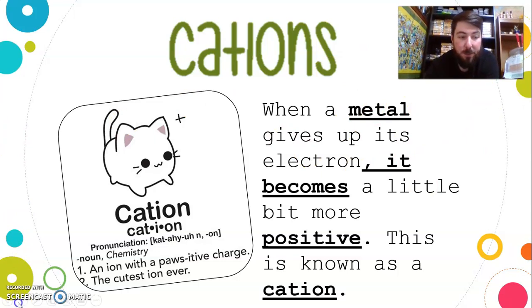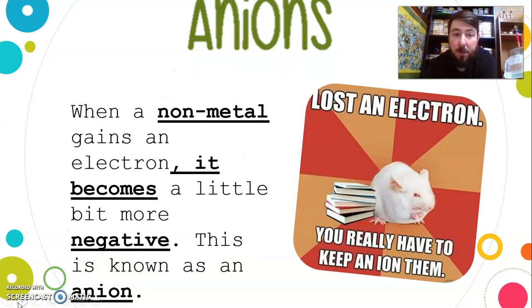And then similarly, the nonmetal, we're going to call it an anion because it's going to be gaining more negative charges. So it's going to have more negative than positive. And those are called anions. So your metals are going to be cations, and your nonmetals are going to be anions.